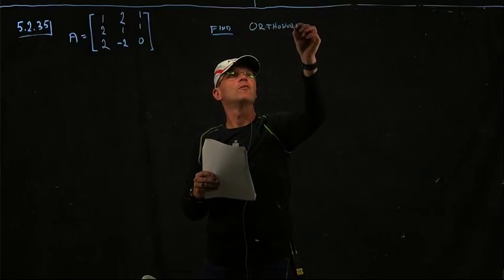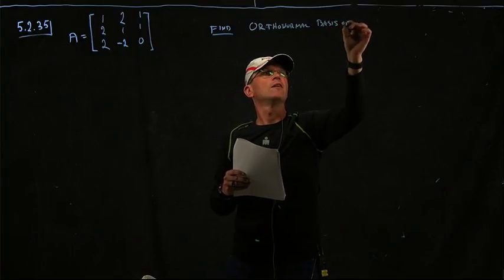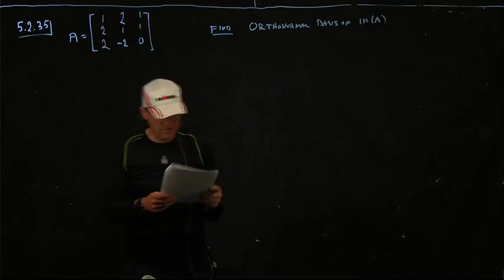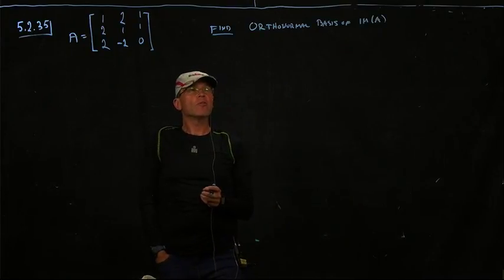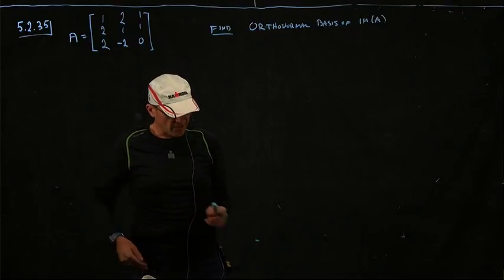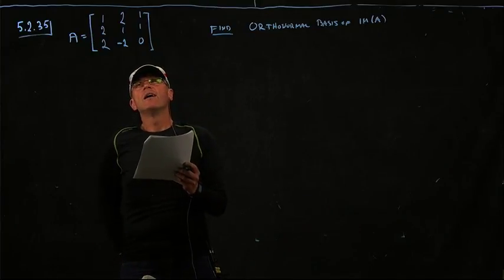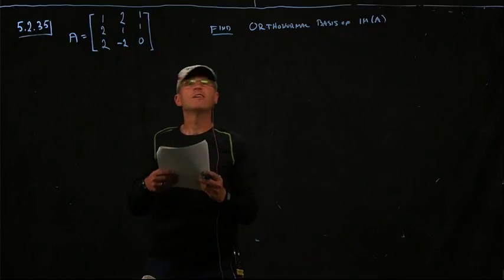Orthonormal basis of the image of A. All right. So we're looking for an orthonormal description of all linear combinations of the columns. And that is what the QR factorization gives us, right?